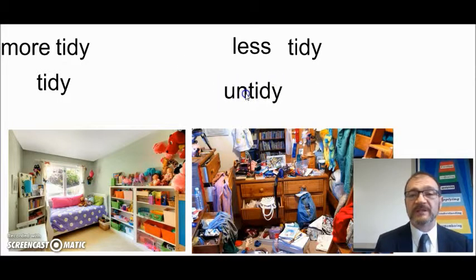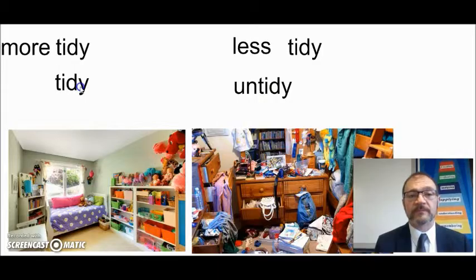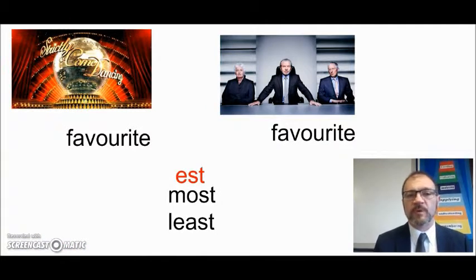Of course, it would be easy to say that this one was untidy and that one was tidy. So using the prefix un can help you to turn the adjective around to mean its opposite. Look at one more example. This is what's on television in my house a lot at the moment. Now, if you look at these two TV shows, I will tell you that one of them I like and the other one I can't stand.